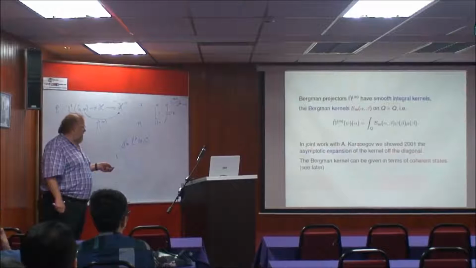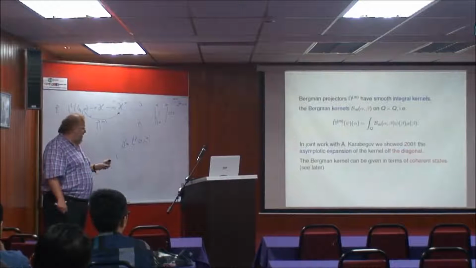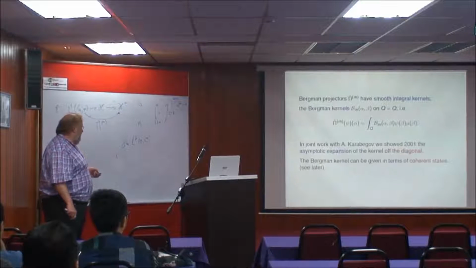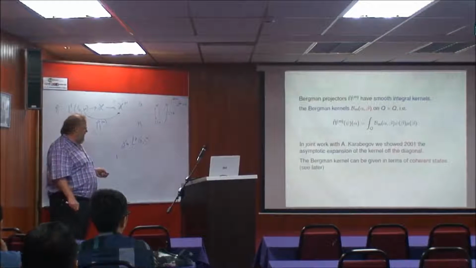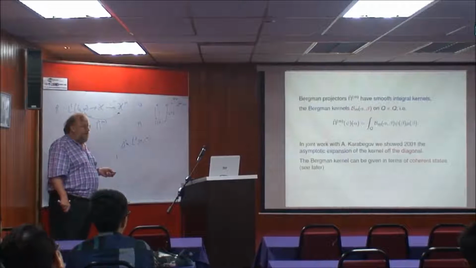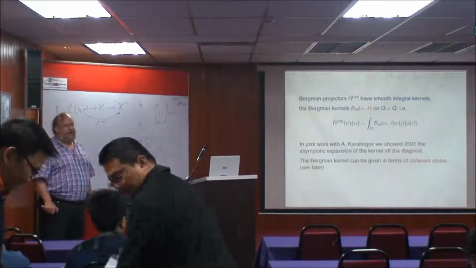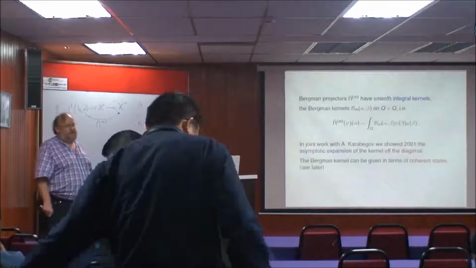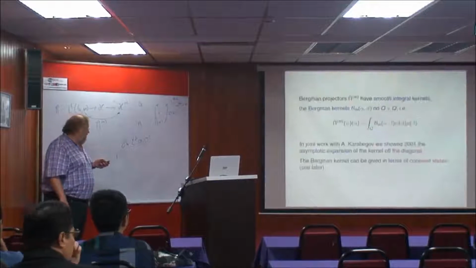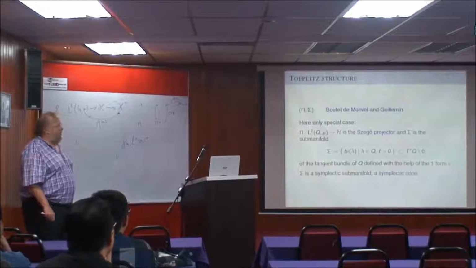And now with Alexander Karl Beckhoff, we showed the asymptotic expansion of the Bergman kernel on the diagonal. Maybe I will show you this on one of the other days. Also, something which I will explain a little bit later: the Bergman kernel can be given in terms of coherent states. In fact, this Bergman kernel will be a scalar product of coherent vectors. I will give you the details tomorrow or the day after. For today, I will mainly concentrate on the Toeplitz structure.